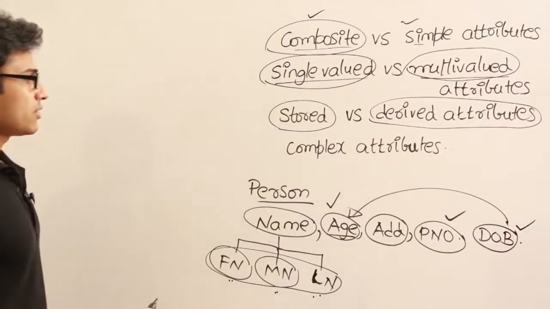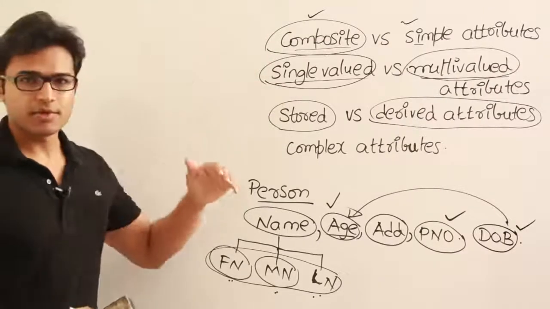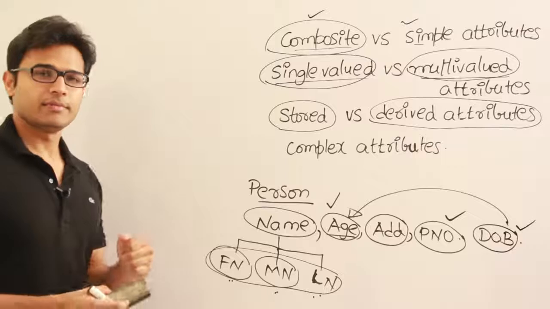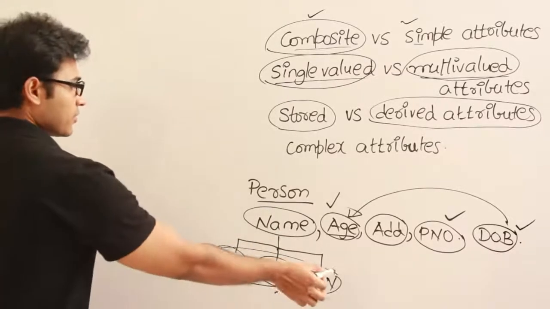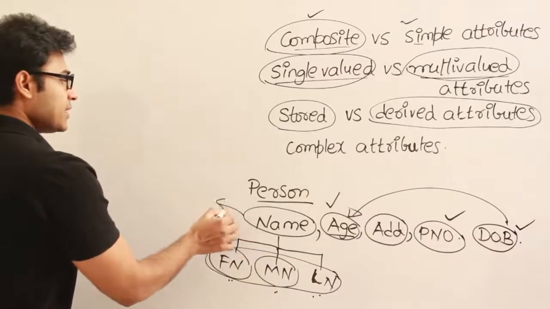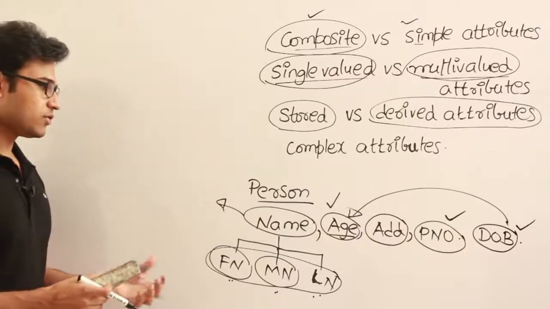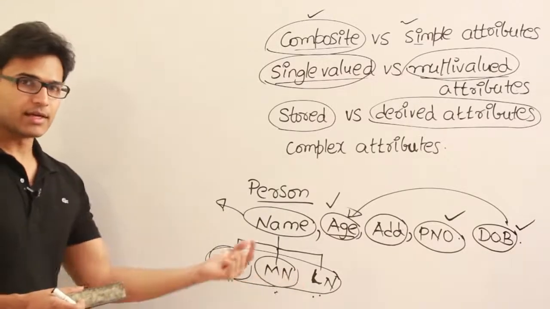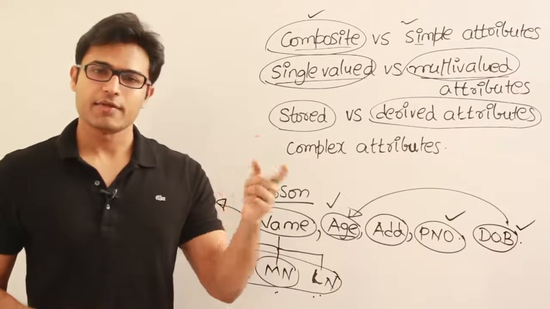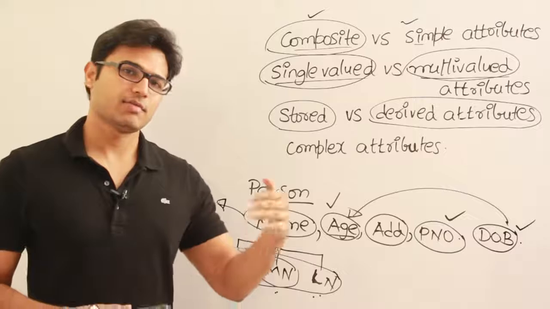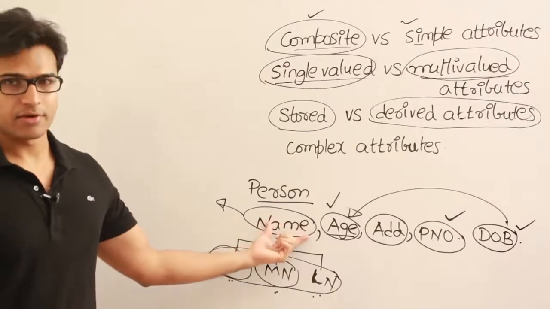Got it? So if an attribute happens to be one of these categories, it doesn't mean that it cannot be the other one. For example, let's take name. Name is a composite attribute, as well as a single valued attribute, because a person can have only one name. He cannot have more than one name. Even though the name contains many subparts, it doesn't mean that a person has many names. At any point of time, he is going to have only one name. That name itself is a combination of first name, last name and middle name. Therefore this is a composite as well as single valued attribute.